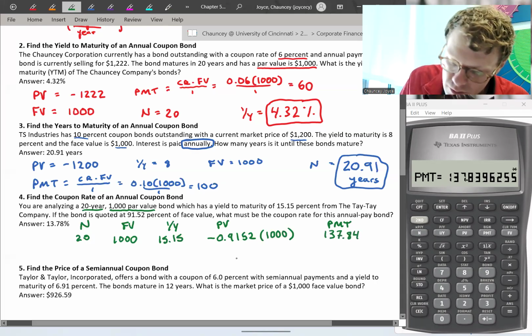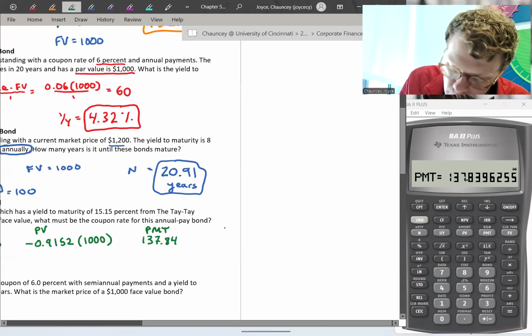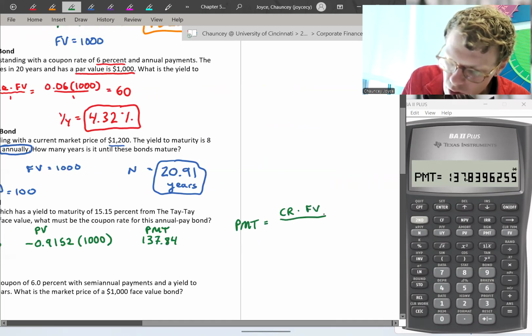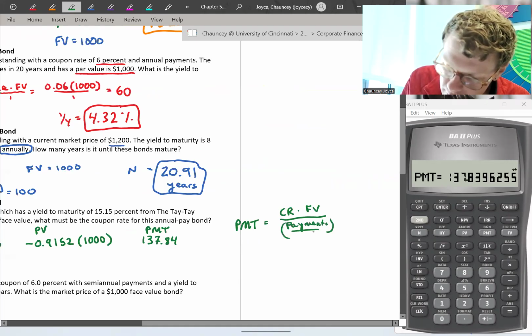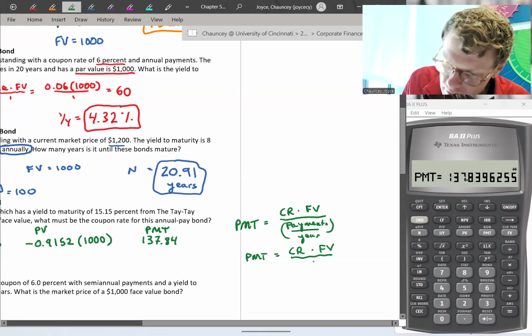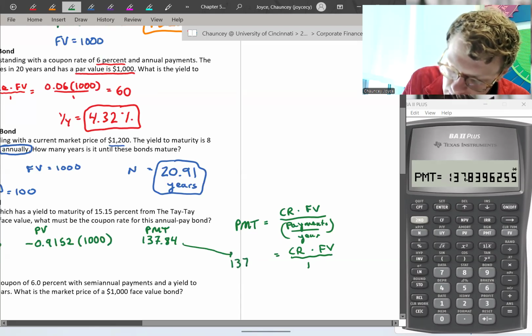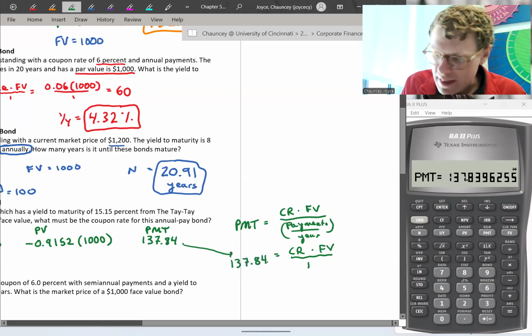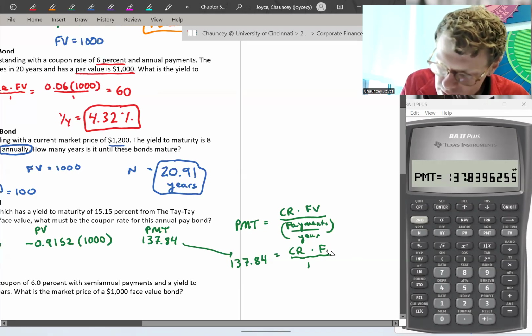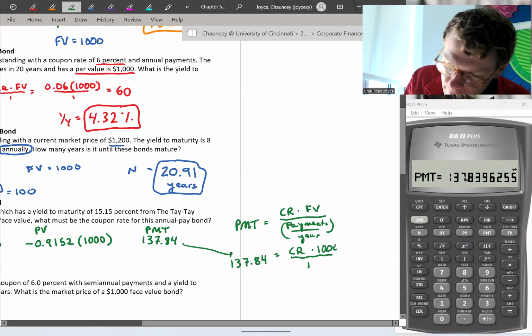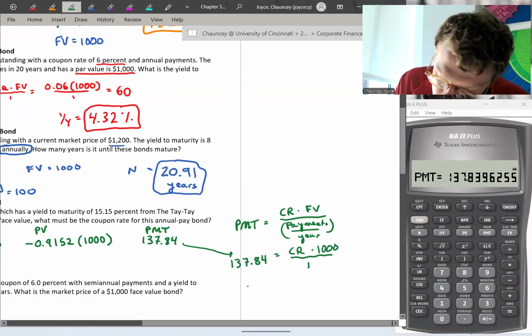Your payment is $137.84 per year, so we need to plug that into this coupon payment equation. Remember, payment is equal to coupon rate times face value over payments per year. So for us, the coupon payment is equal to the coupon rate times face value over 1. And the coupon payment here, I'm just going to fill out, is the 137.84. Cross multiply that 1 or it'll just drop off. Face value is 1,000. So all we have is your coupon rate.